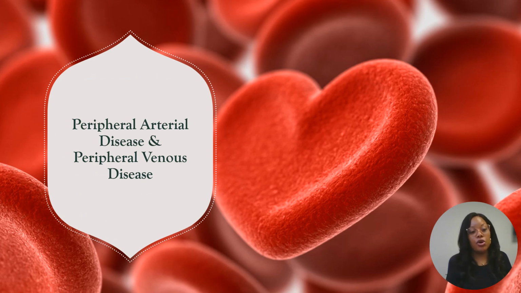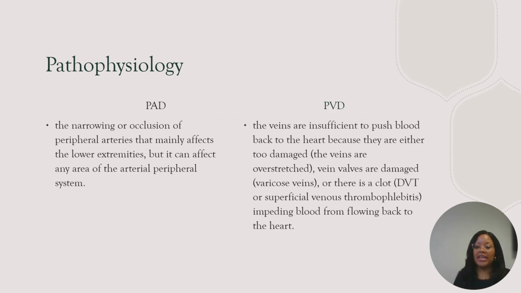All right, so now we're moving on to peripheral artery disease and peripheral venous disease. So we're going to be doing a side-by-side comparison of them both. All right, so what is the pathophysiology of peripheral artery disease? So number one, peripheral artery. This is the artery. So make sure you know the job of an artery. If you need to go brush up on your anatomy, I have a video of the assessment, just the assessment and the anatomy of the heart. So if you need to go back over that, I suggest you do.